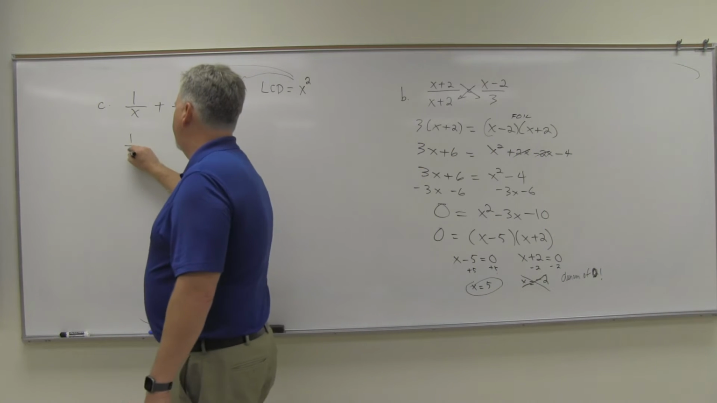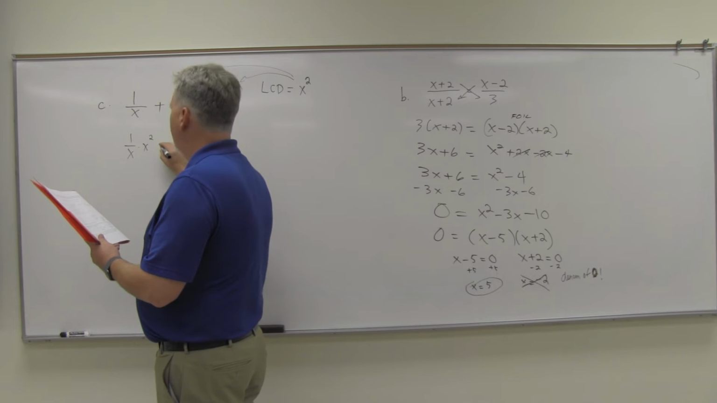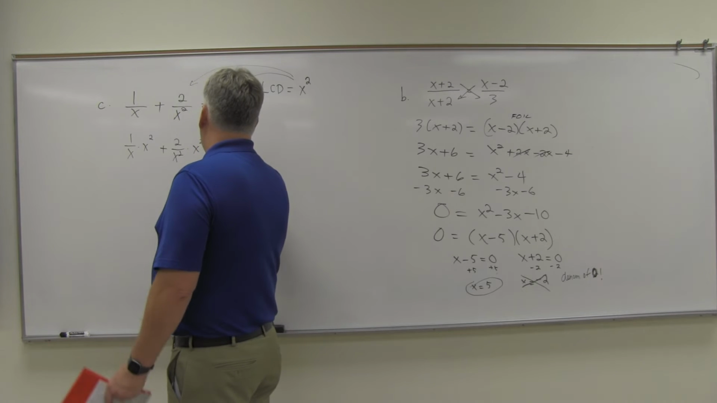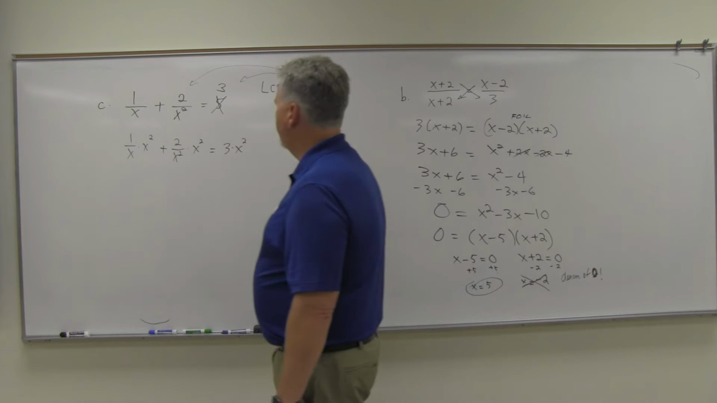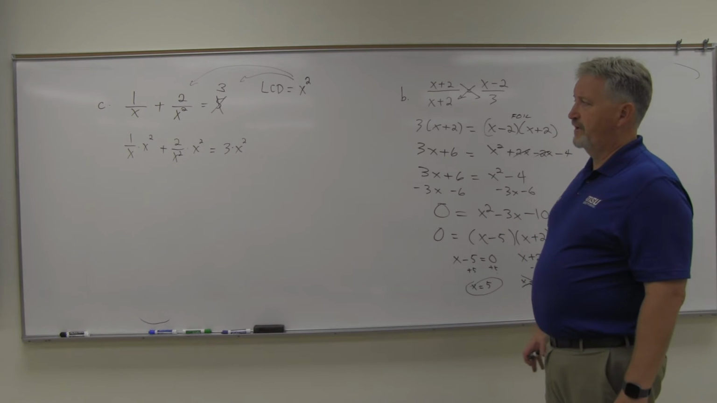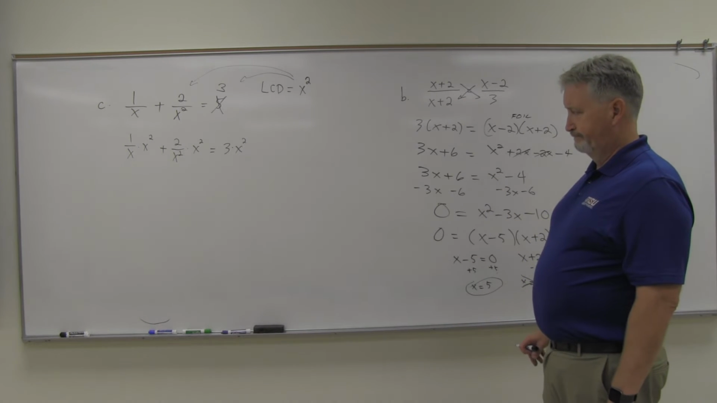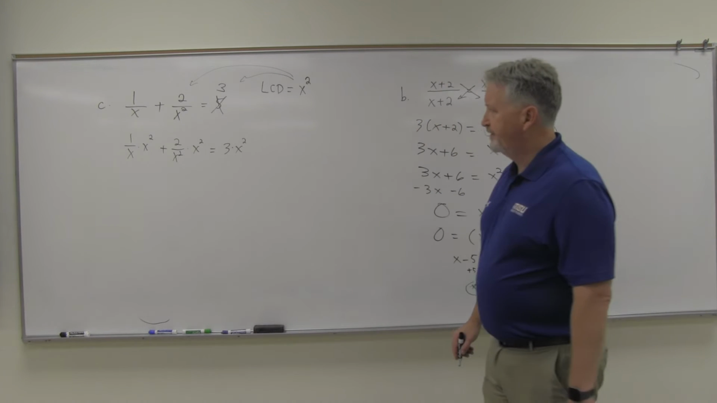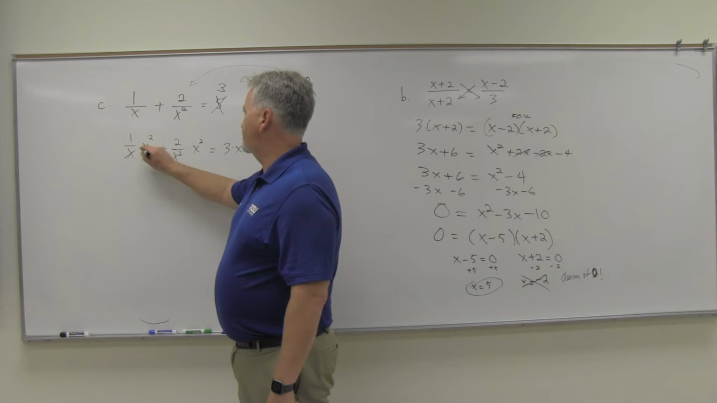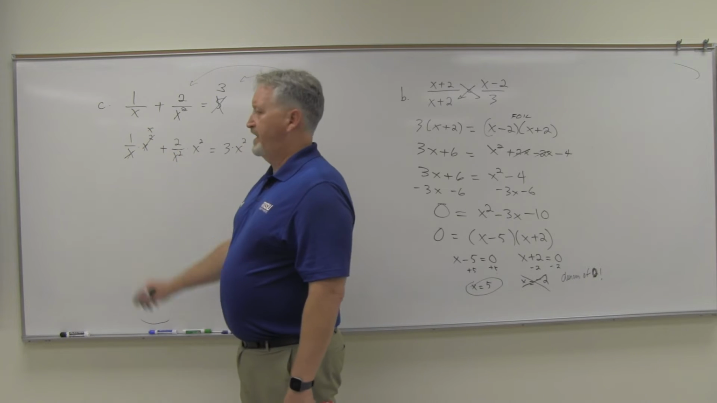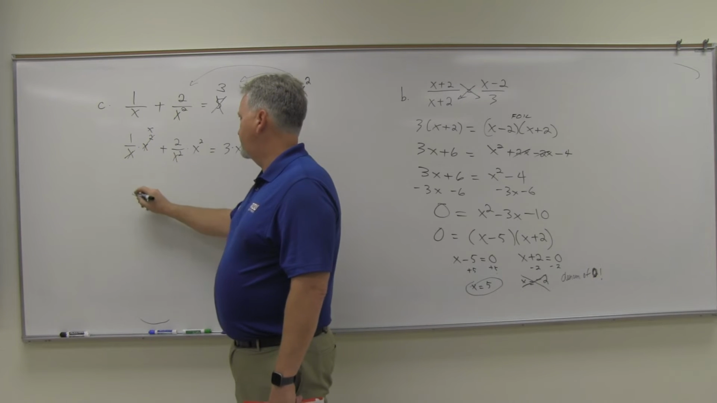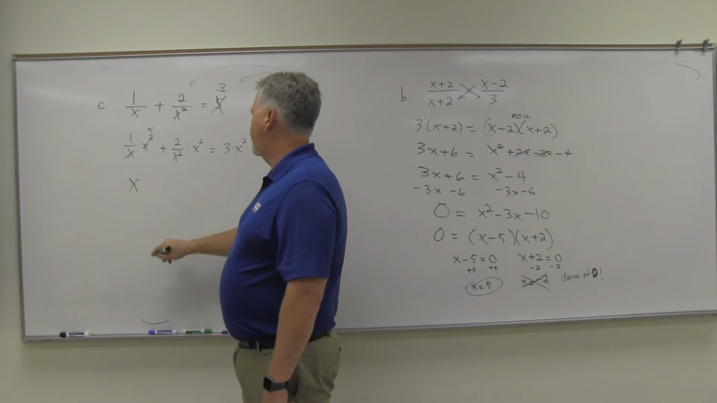So 1 over x times x squared, 2 over x squared multiplied by x squared, and then 3 also. Even though it doesn't have a denominator, you still have to multiply by x squared because we're multiplying both sides by x squared. Is that good? Well, of course, what happens here, the x goes into the x squared, and that's just going to leave me an x, because one of the x's in the x squared cancels but still leaves me one, so we've got x there.